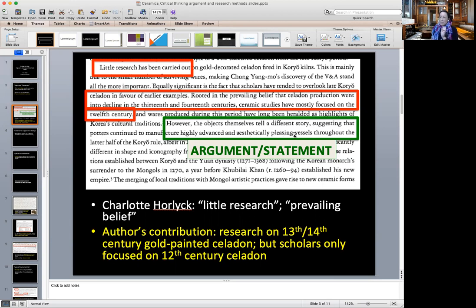They were aesthetically pleasing vessels. They just have been overlooked so far. And I'm going to talk about them and I'm going to show you how beautiful these pieces are, okay? So what is a contribution? She is contributing to the field of Goryeo Celadon research, a little piece about late Goryeo period, 13th and 14th century gold-painted Celadon. And this is new, this is a new finding because so far people have mostly been focusing on the 12th century, on earlier Celadon.